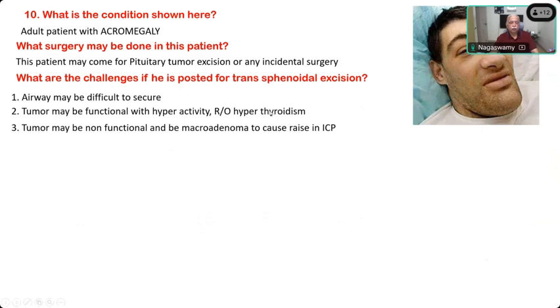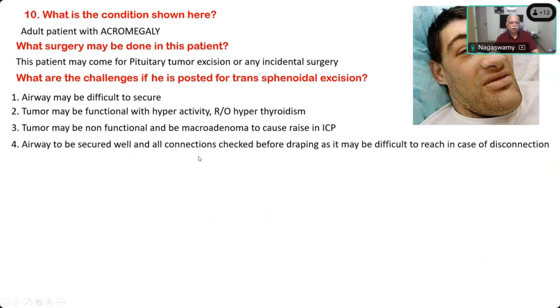So these two are the important pathological things because of the adenoma. It may be an active tumor with all the hormonal changes, or it may be non-functional, but size may be big to cause raise in ICP. Airway to be secured well and connections checked before draping, as it may be difficult to reach in case of disconnection. And what is the position in which this transsphenoidal pituitary excision is done?